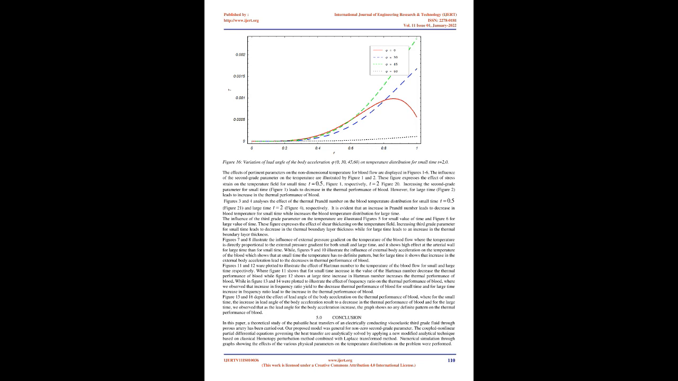Figures 7 and 8 illustrate the influence of external pressure gradient on the temperature of the blood flow, where the temperature is directly proportional to the external pressure gradient for both small and large time, and it shows a higher effect at the arterial wall for large time than for small time. While Figures 9 and 10 illustrate the influence of external body acceleration on the temperature of the blood, which shows that at small time the temperature has no definite pattern, but for large time an increase in the external body acceleration leads to a decrease in thermal performance of blood.